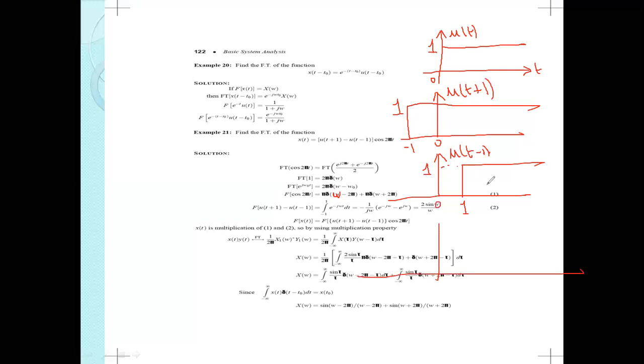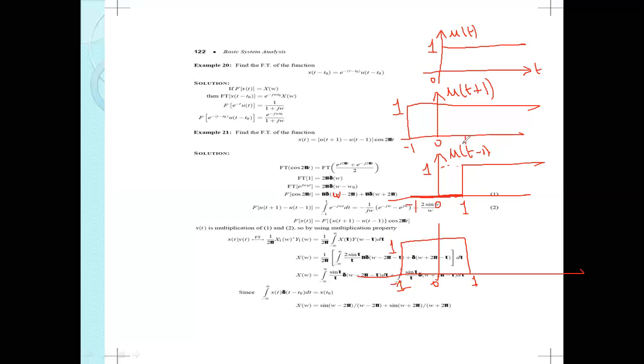Subtract the two functions here. From minus 1 to 0 and 0 to 1, the value of the second function is 0. So mu of t plus 1 minus this function is 1 minus 0, which is 1 only. So from minus 1 to 0 to 1, the magnitude is 1.